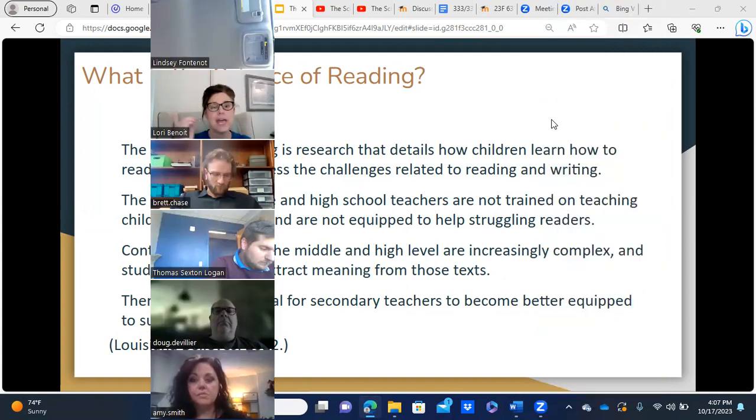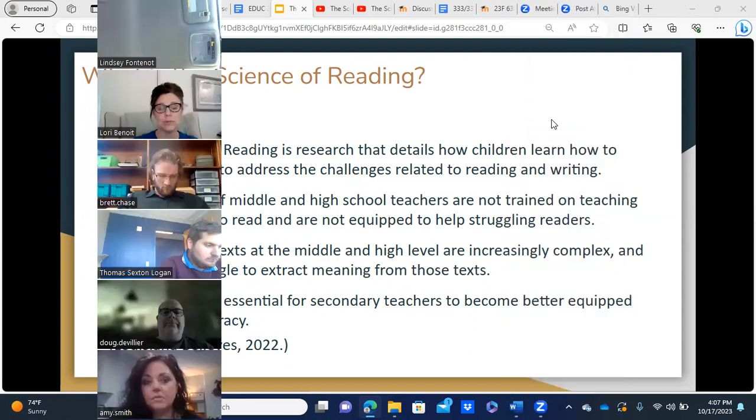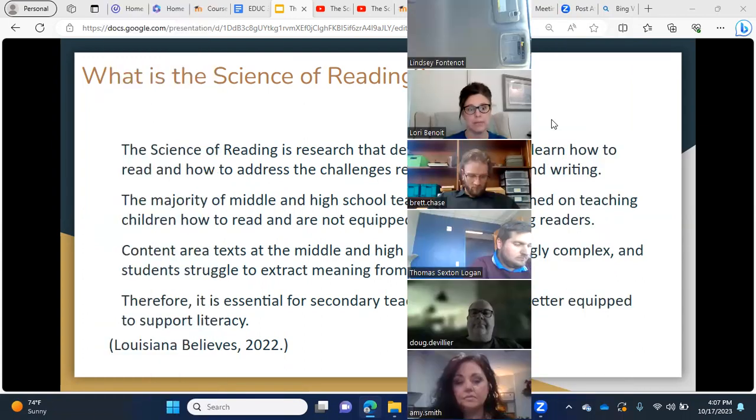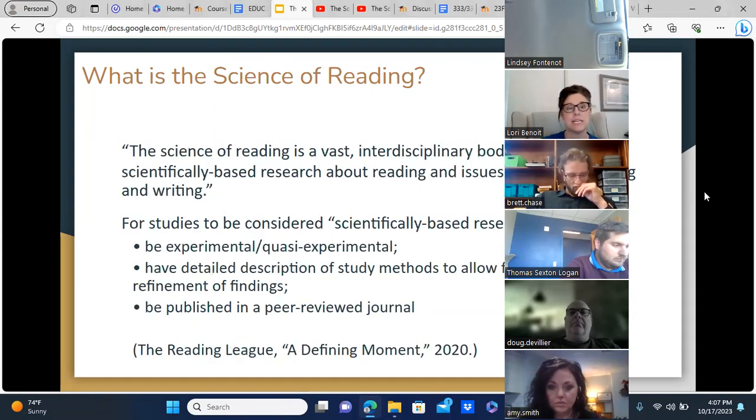Things have changed though. And last module, we talked about some of the data, some of the really staggering and very frightening statistics that have made literacy a more prominent part of our educational outcomes and our training. So content area texts at the middle and high school level are increasingly complex, and students struggle to extract meaning. So it's essential for secondary contents and K-12 content areas to become better equipped at meeting those needs.